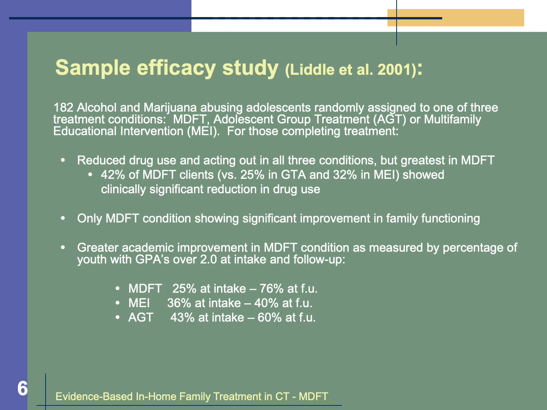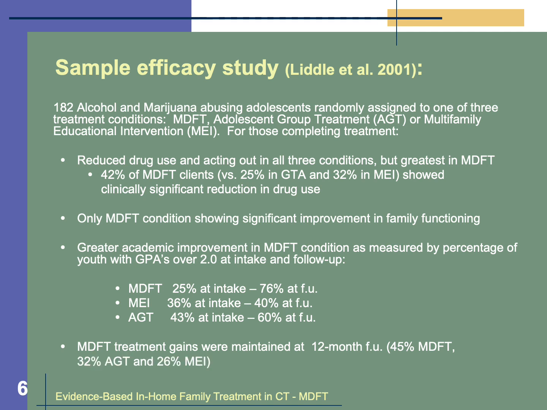So unlike other programs like an adolescent treatment group where you're just taking adolescents themselves, or you have multiple families and you're putting them through education only, MDFT actually does better than other types of interventions. And the treatment gains were maintained 12 months after follow-up. So in other words, a person leaves the program, 12 months after that, we follow up with them again, and we still see the gains being maintained over time. So MDFT is not only effective in reducing problematic behaviors initially, but also long-term.